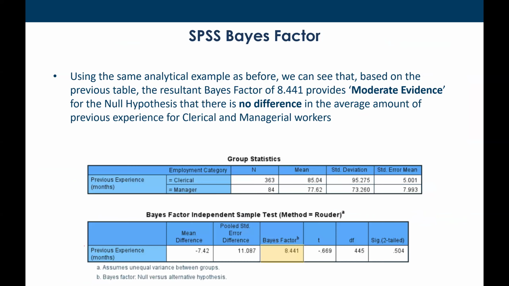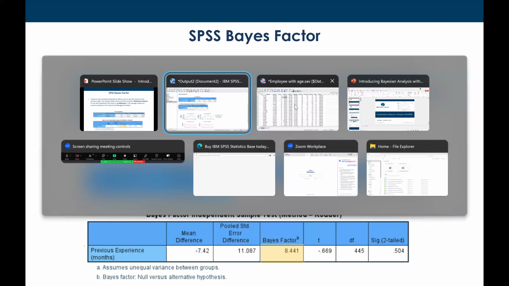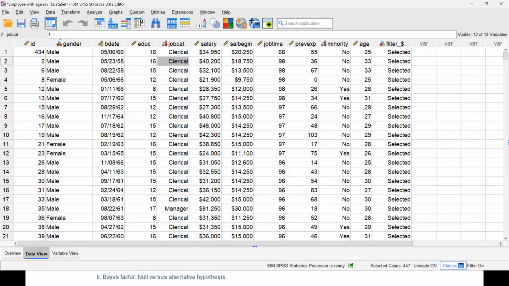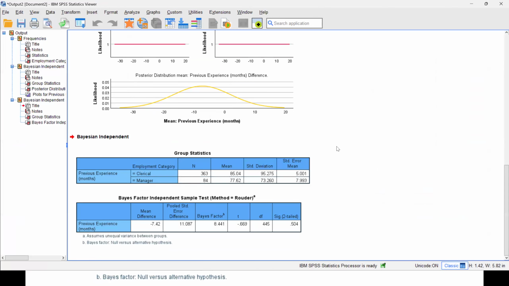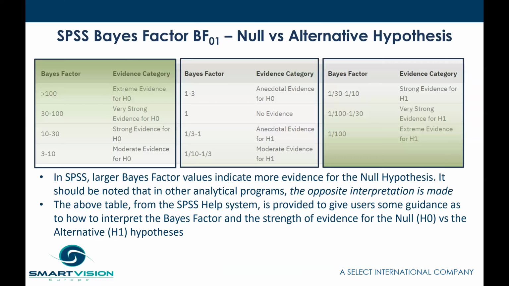So if I go back and rerun this procedure again, you can see I can say estimate Bayes factor this time. It goes and reruns it, and now it's giving me a Bayes factor of 8.441. Now remember, let's go back here and look at this. 8.441, so it's between 3 and 10, isn't it? So moderate evidence for the null hypothesis.